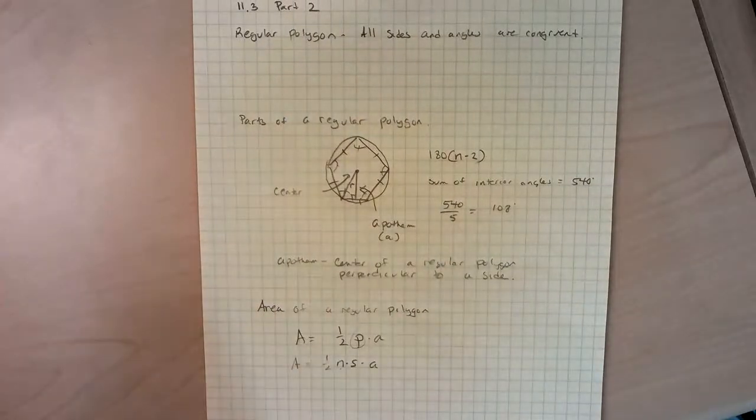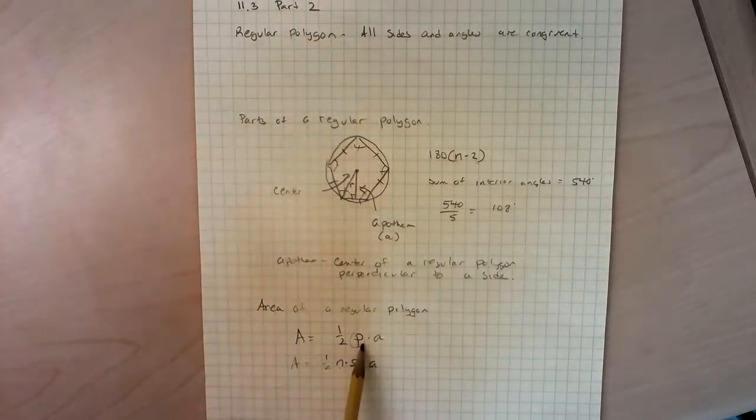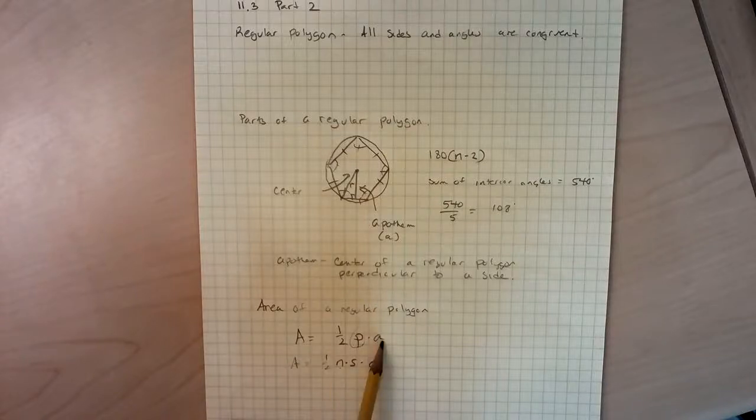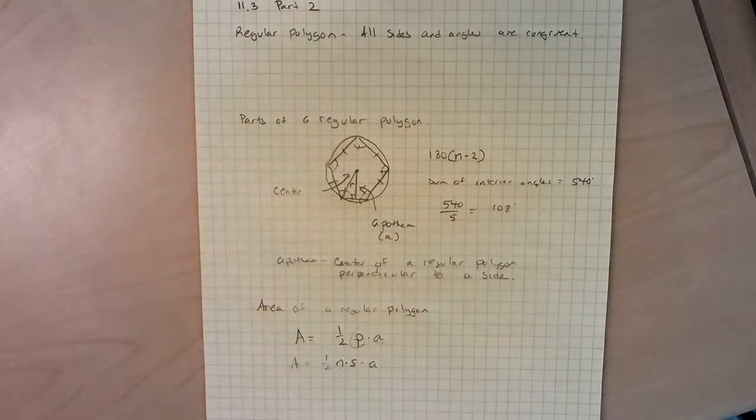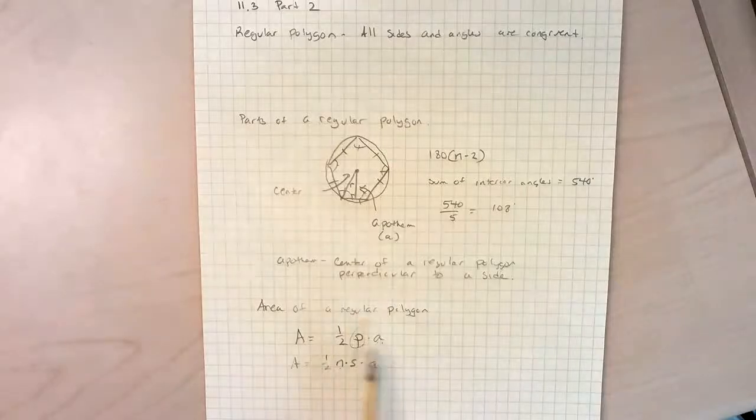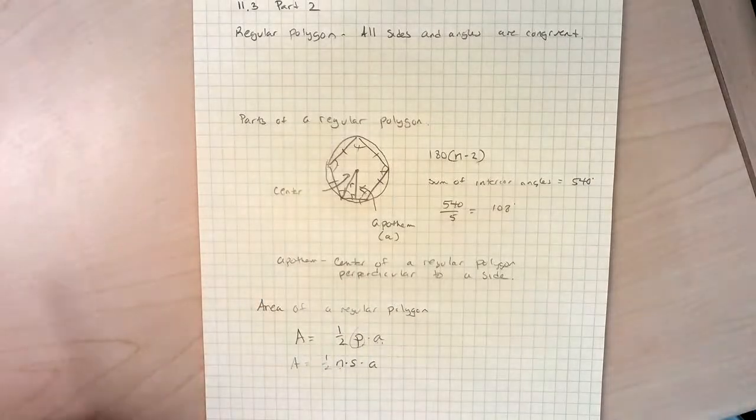Maybe you'll see the formula written in a slightly different order. Instead of 1/2 perimeter times apothem, it'd be 1/2 apothem times perimeter, but it's the same thing. You could write it in any order, 1/2 perimeter times apothem, or 1/2 apothem times perimeter. And then we're going to apply that on some of the examples.